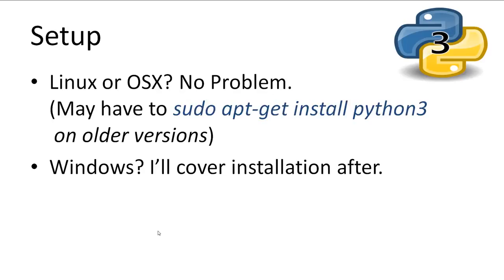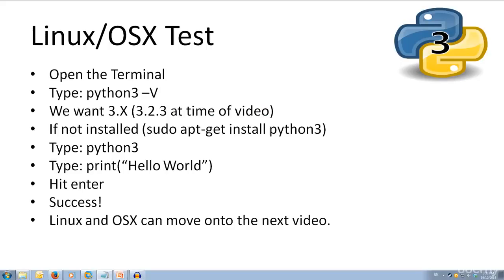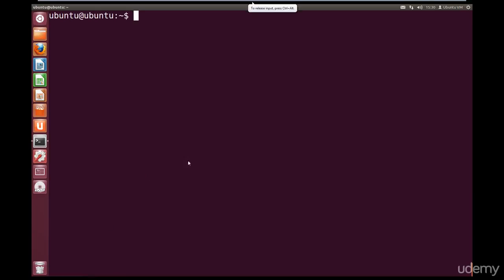On Linux, we can do a quick test to make sure it's working fine. So we can jump over to our terminal, and if you don't know how to use the terminal, I suggest you learn how to get around and use basic commands. Now we're going to type python3 -V. This will get the current version of Python installed. So we've got Python 3.2.3. There's also a Python 3.4 out at the moment, but I have 3.2.3 installed on my VM. We want this to be 3.x something, which it will be.